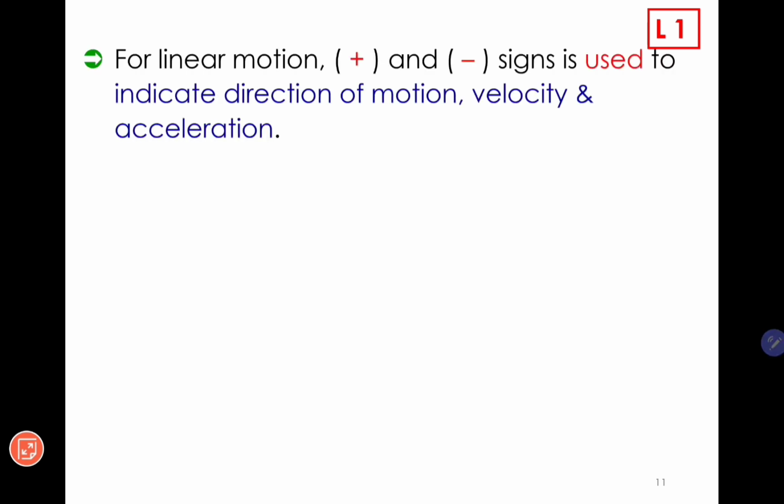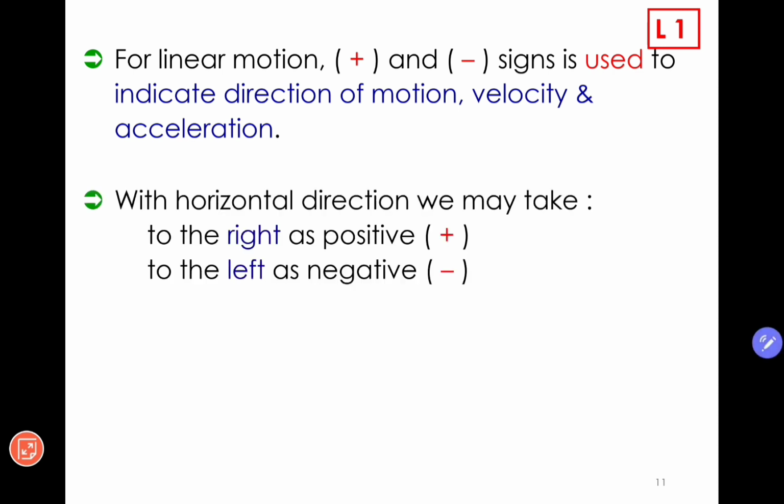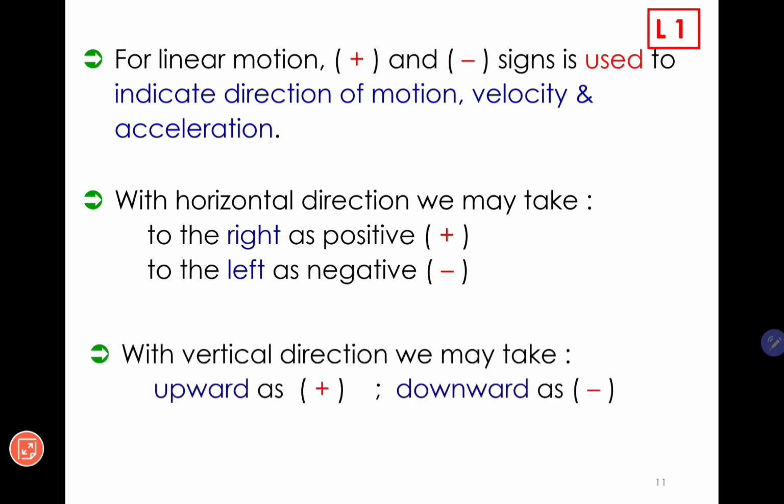And remember, for any linear motion case, positive and negative signs are used to indicate direction of motion. And for velocity also, and the acceleration. So for any vector, remember, we need to check the direction. Normally, for any vector which is directed to the right, we take it as positive. Directed to the left, we take it as negative. For the vertical axis, upward we take as positive, and downward we take as negative.